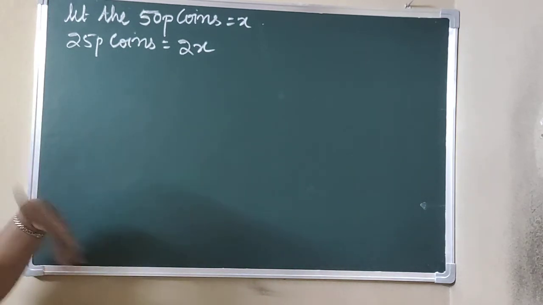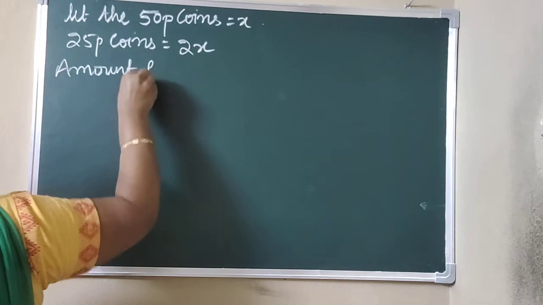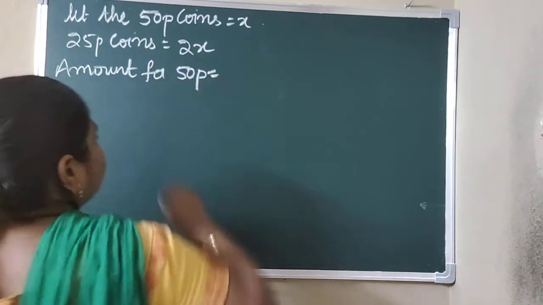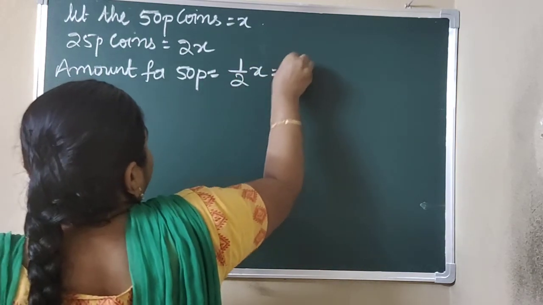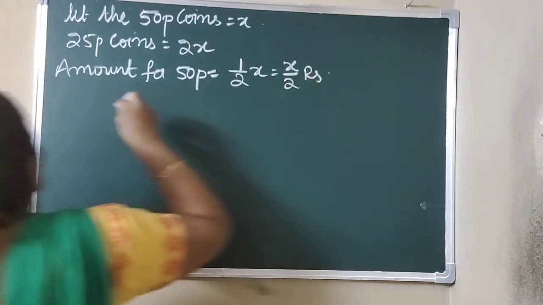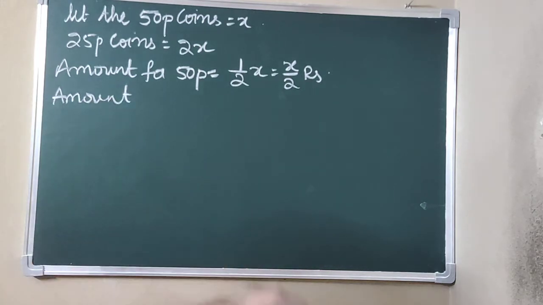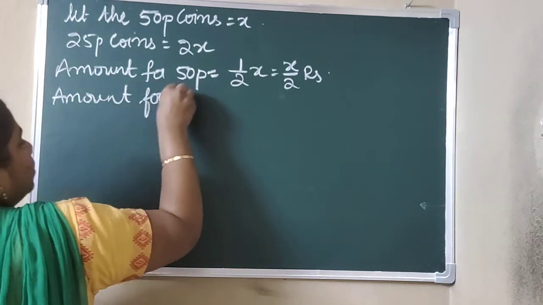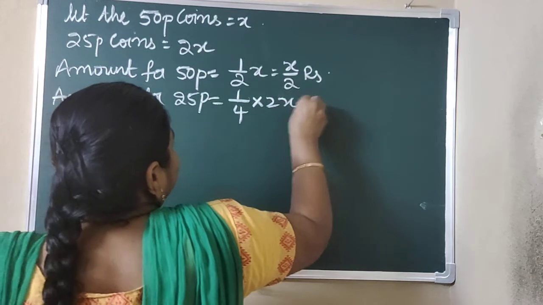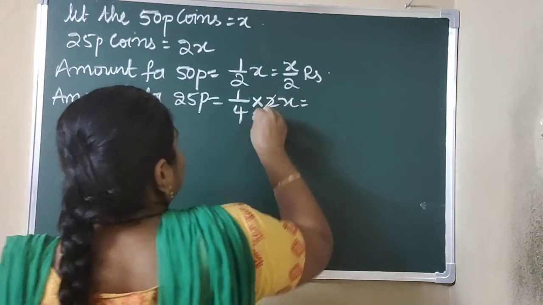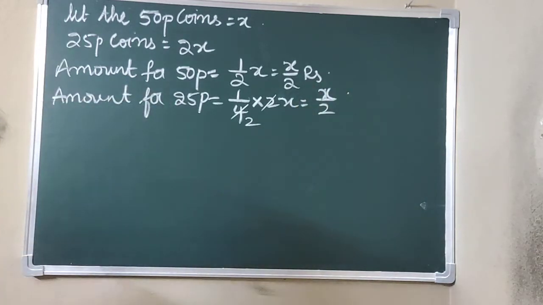Now we have to convert this into rupees. So the amount for 50 paisa coins: 50 paisa is nothing but half of 1 rupee. So we take half of x, that will be equal to x by 2 rupees. And we have to find the amount for 25 paisa coins. 25 paisa is nothing but 1/4 of 1 rupee. So that will be 1 by 4 into 2x, that will be equal to 2x by 4, which is x by 2 only.